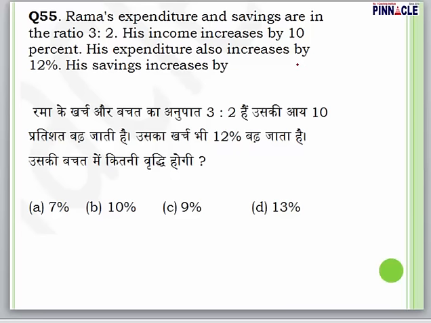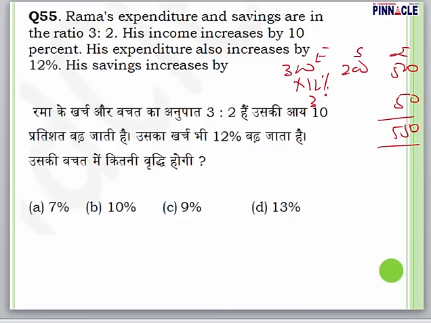So you can take it like this. Expenditure and saving would be 300 plus 200, so the income would be 500. If his income increases by 10%, it means a 50 rupees increase, that would be 550. And his expenditure also increases by 12%. This is the expenditure; 12% of 300 would be equal to 36. So 336 is the new expenditure.